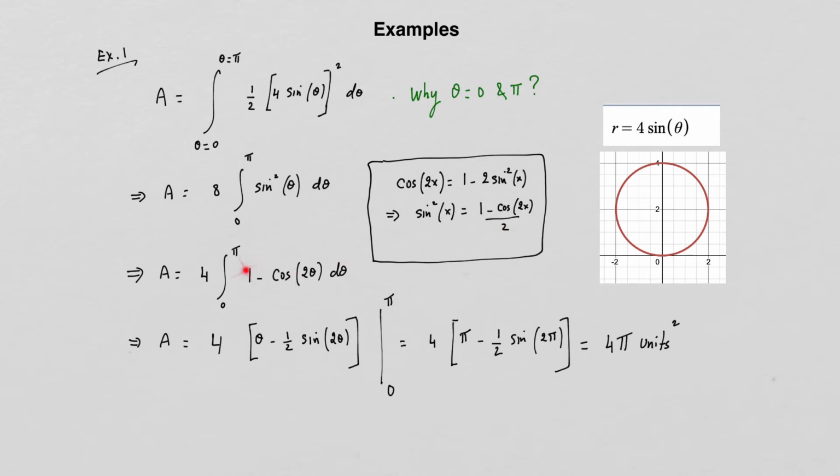I pull the half out, so that 8 becomes a 4. So that gives me a 4. And you're left with this, and you all know how to integrate this. This is just theta, and this is just negative a half sine 2 theta. Make sure that you use the chain rule the other way, the reverse way, so it works. You go from 0 to pi, and that should give me 4 pi.